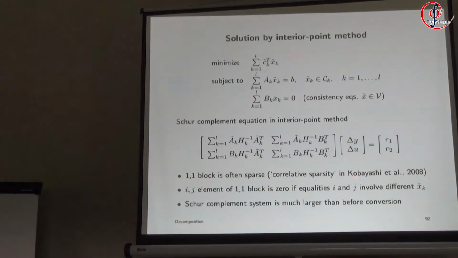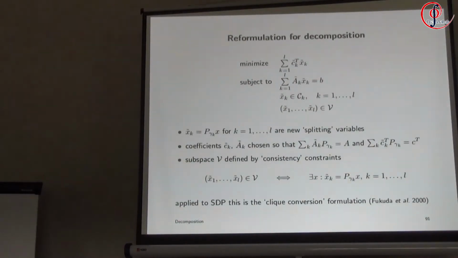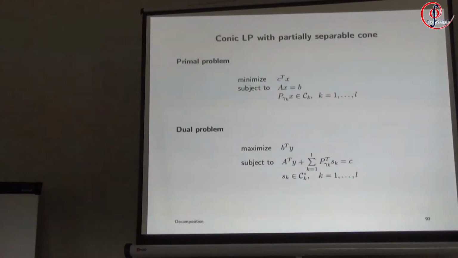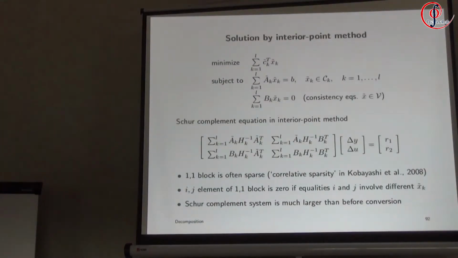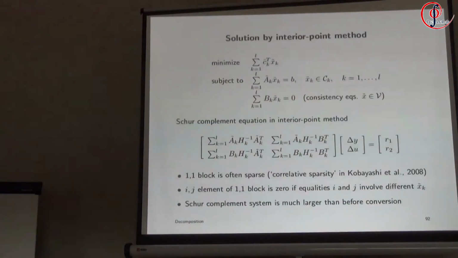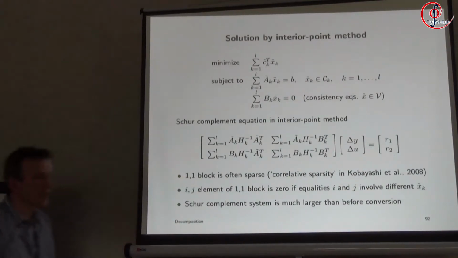It was pointed out when this was proposed that often this system is of course much larger than what you would have if you looked at the Schur complement of the original problem. But for the original problem, it's often dense, certainly for SDP. After conversion, often there is more sparsity in this bigger Schur complement system. And that depends on how you picked the coefficients A_k tilde. They refer to this as correlative sparsity. So correlative sparsity refers to the sparsity pattern of this 1-1 block.